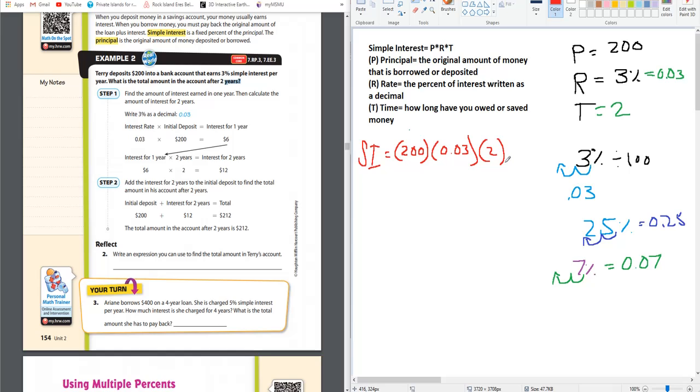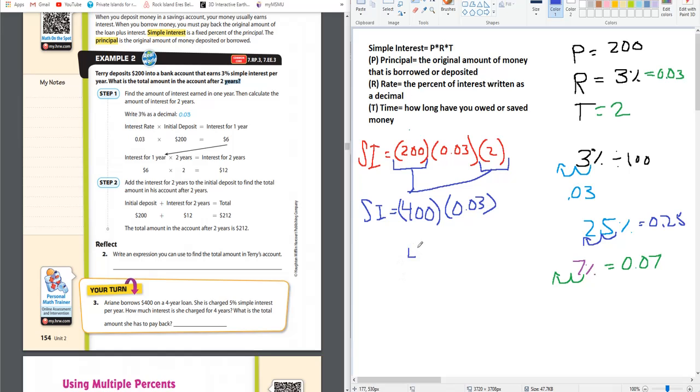Now remember, this is multiplication, which means it doesn't matter which one I want to multiply first. I can multiply any two that I want, and it doesn't matter, thanks to the commutative property. Now, I'm always going to choose the thing that is easiest to do. Always. There's no point in making it harder. So I'm going to choose this one and this one to multiply first. So these two multiply together. 200 times 2, 400. Okay, so I got simple interest is equal to 400, and I didn't touch the 0.03 yet. So I still got to multiply those.